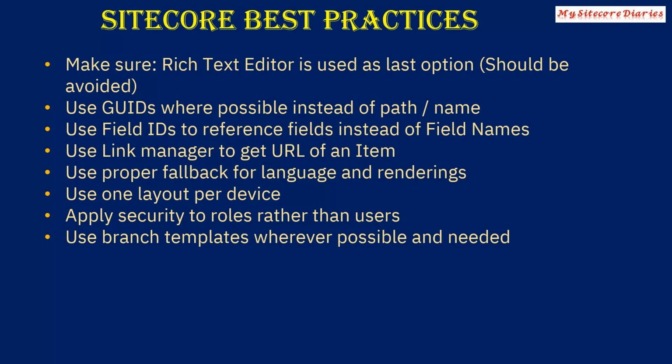Then use GUIDs wherever possible instead of path and name. Use field IDs to reference fields instead of field names. Use link manager to get a URL of an item. Whenever you want to get the URL, always use the link manager, and use the options which are available in that. Then use proper fallback for language and renderings.